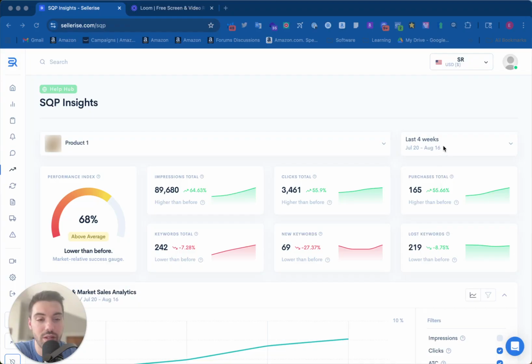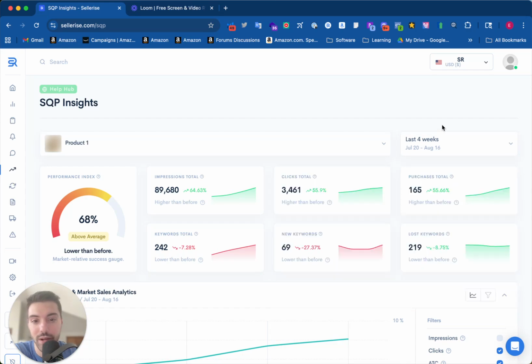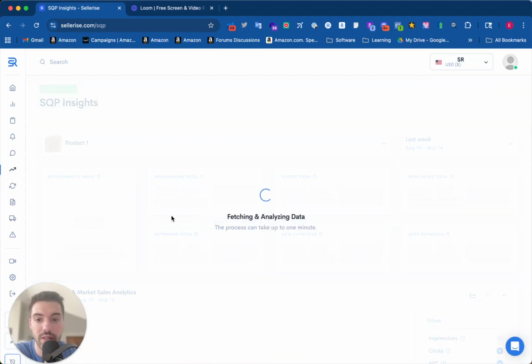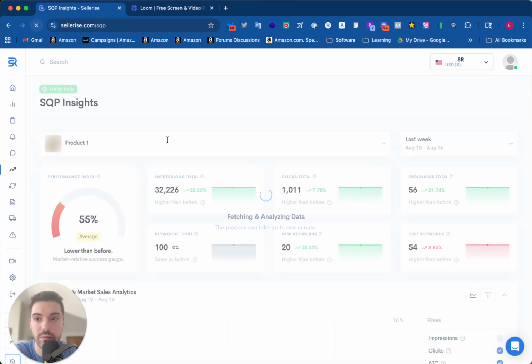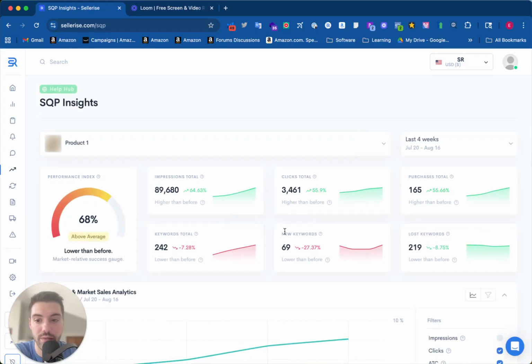And you can choose what time range. So I have the last 4 weeks selected here. So when you see that the impressions are 64% higher, it's higher than before, which is that last 4 weeks. And then it tells you by how much. So if I chose just to do last week, let's wait for it to load. Yep, so if I did it for last week, then it would just say, hey, it's 33% higher than the week before. But I like to look at last 4 weeks.